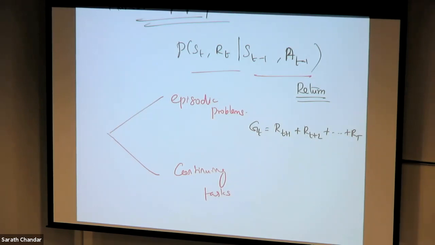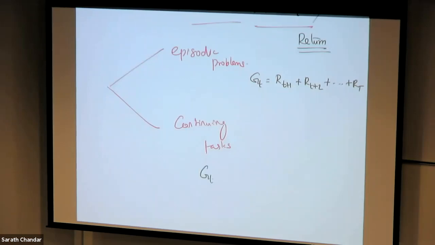Okay. Now, this has a problem when you are in the continuing setting, right? When you define your return this way, then that return is infinity, because you just sum an infinite number of rewards, and this return is going to be infinity. Okay. So we discussed an alternate notion, discounted returns, right? In this case, my GT is going to be RT plus 1 plus gamma times RT plus 2 plus gamma square times RT plus 3 and so on.